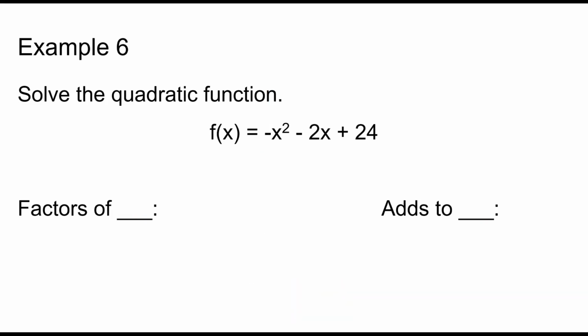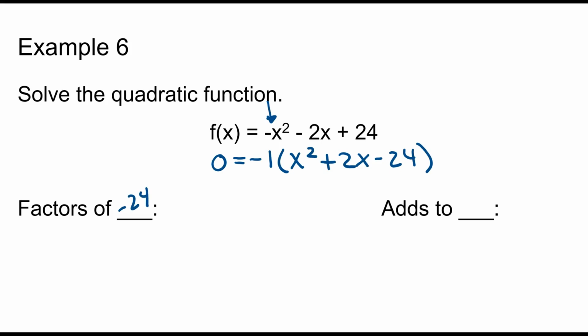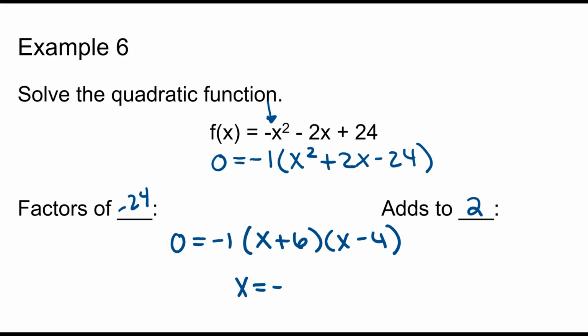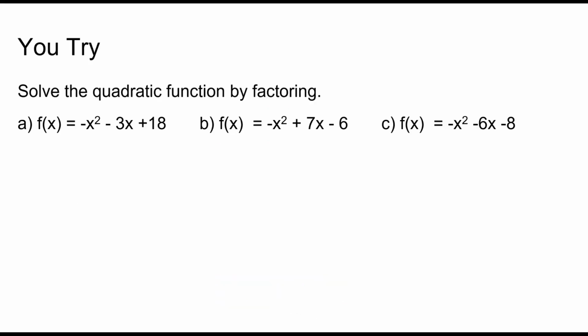We'll do one more. 0 equals, we've got that pesky negative 1. We're going to factor that out and change all the signs. And then we're going to see what multiplies to negative 24 but adds to positive 2. Pause the screen and see if you can figure that out. And that factors to x plus 6, x minus 4. And our zeros are x equals negative 6 and positive 4. You try these 3 problems on your own. Press play when you're ready to see the solutions.